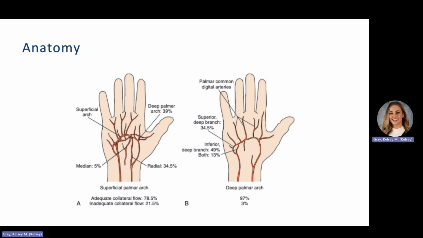The deep palmar arch is formed from the radial artery as it passes dorsally to the APL and EPB tendons, then returns volarly in the palm after giving rise to the princeps pollicis artery, while the common digital arteries arise from the ulnar dominant superficial arch. The primary venous drainage of the fingers and hands is through the dorsal veins, which drain into the basilic and cephalic veins in the forearm.